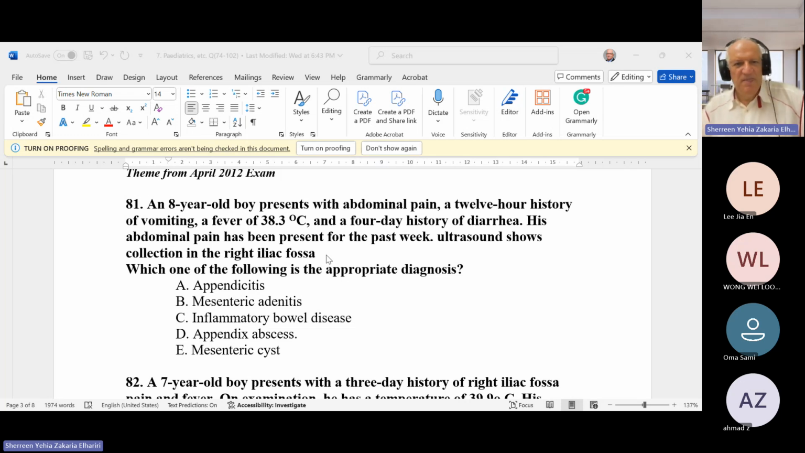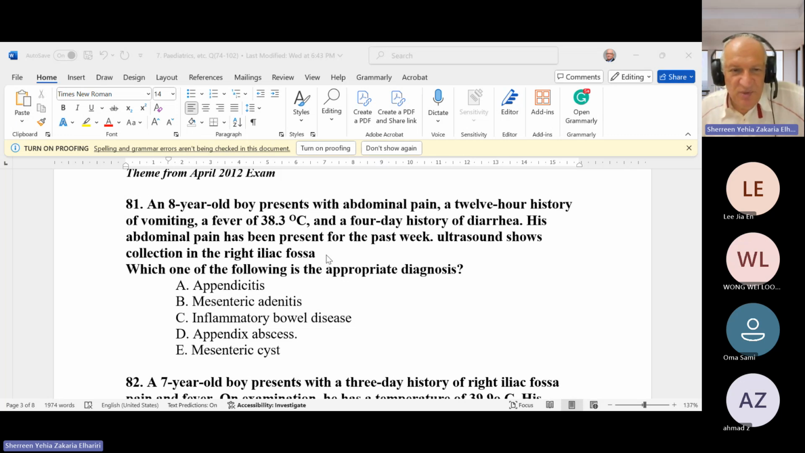So what's your diagnosis? Appendix abscess. Yes, it's appendicular abscess, so it is important to know. Sometimes it is important to do abdominal ultrasound for a suspected case of acute appendicitis, especially in females, to exclude ovarian cyst, or ectopic pregnancy in older people. But sometimes if the presentation is atypical and neglected, the appendix perforates and presents with appendicular abscess.